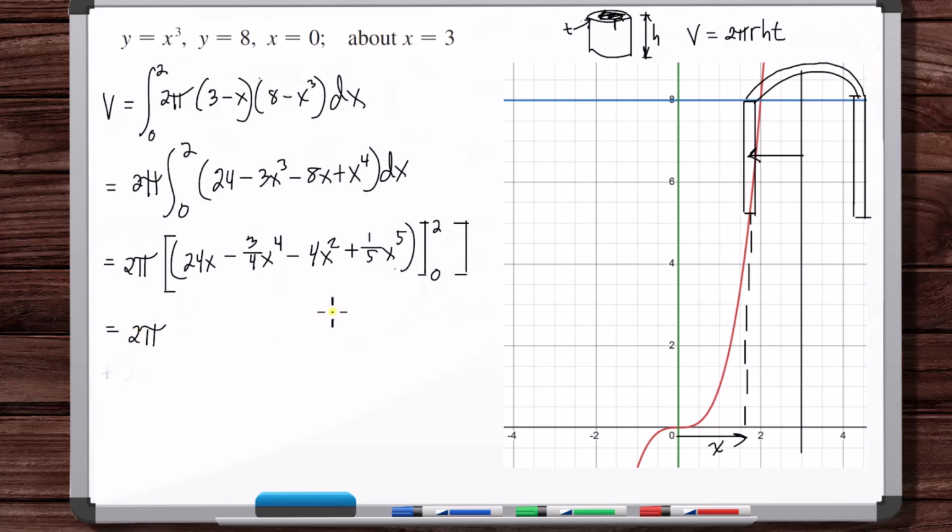So 2 pi, when you plug in 0, this all becomes 0, so we just need to evaluate this at 2. 24 times 2 is 48. 2 to the 4th is 16. 16 divided by 4 is 4. 4 times 3 is 12. 2 squared is 4. 4 times 4 is 16. 2 to the 5th is 32.